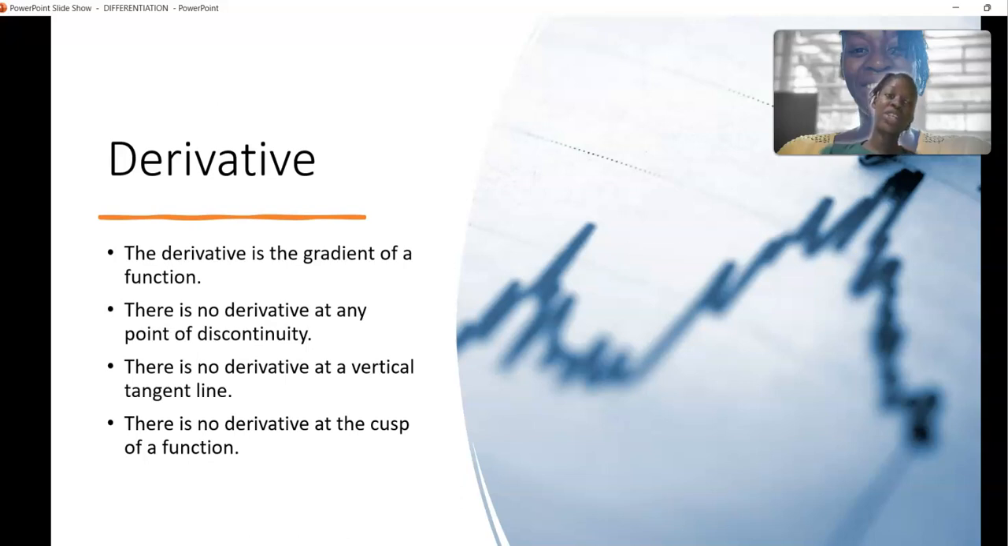If there's a point of discontinuity, there is no gradient at that point. At the cusp of the function, there is no gradient at that point. Where there's a vertical tangent line, there is no gradient at that point.